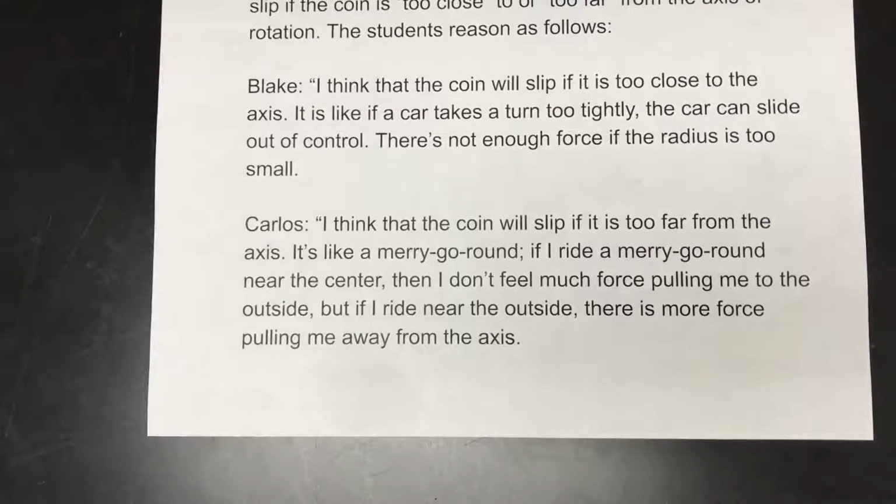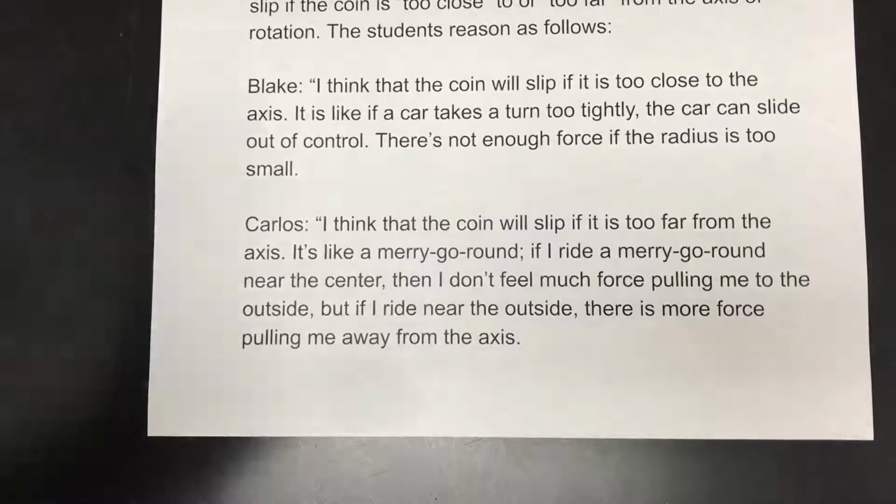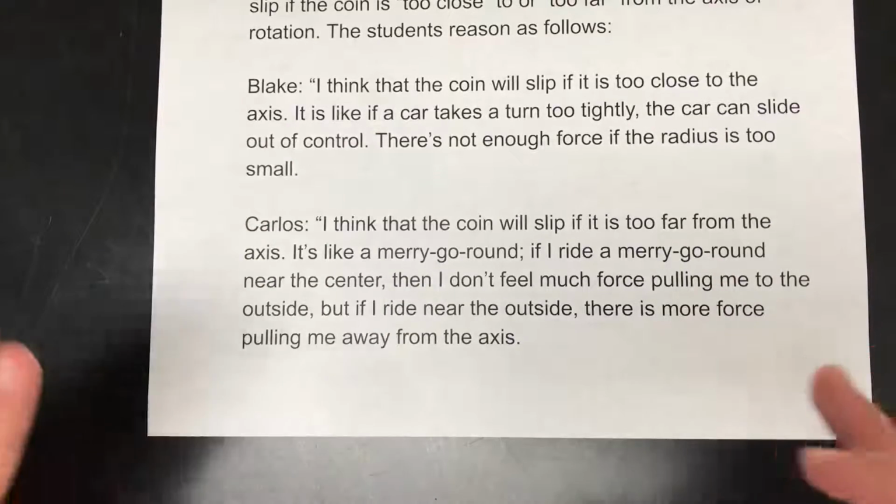Blake says, "I think the coin will slip if it's too close to the axis. It's like a car that makes a turn too tightly. The car can slide out of control. There's not enough force if the radius is too small." And Blake's right. That is a thing that happens, but we'll get to why it's not quite right to apply it to the coin.